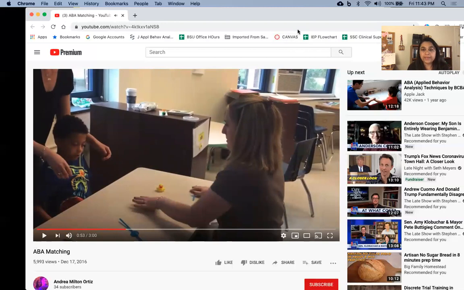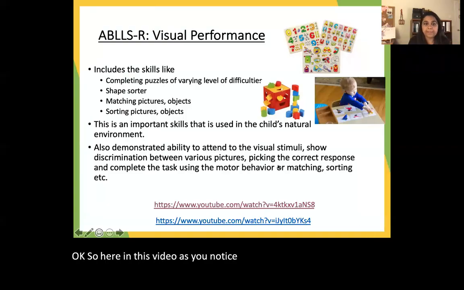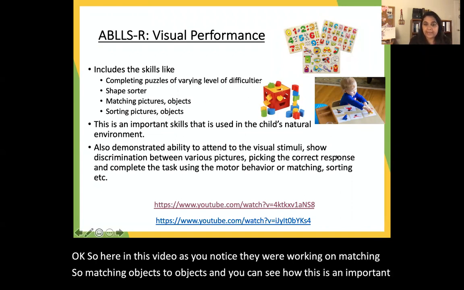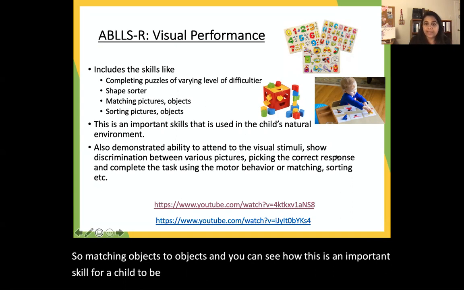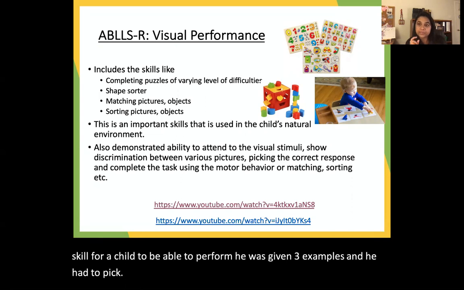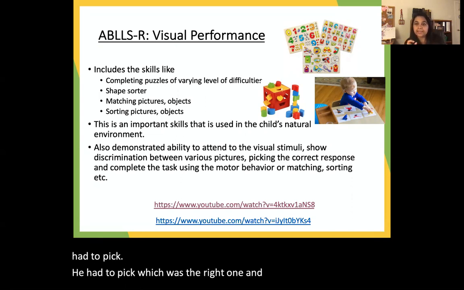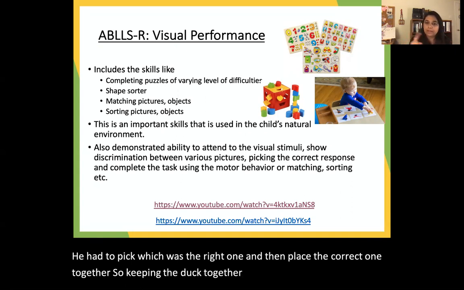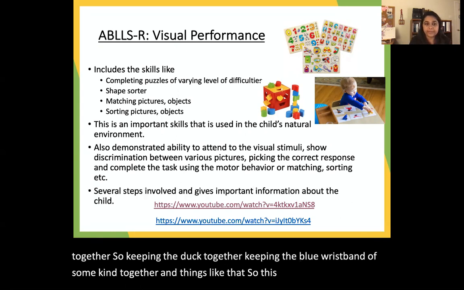Okay, so here in this video, as you notice, they were working on matching, so matching objects to objects, and you can see how this is an important skill for a child to be able to perform. He was given 3 examples, and he had to pick which was the right one, and then place the correct one together. So keeping the duck together, keeping the blue wristband of some kind together, and things like that. So this is what would be visual performance.